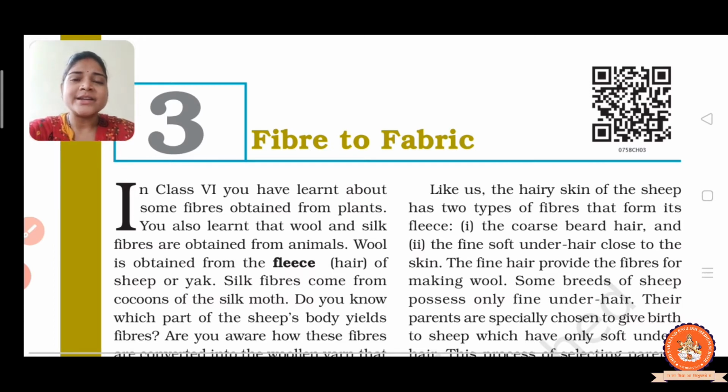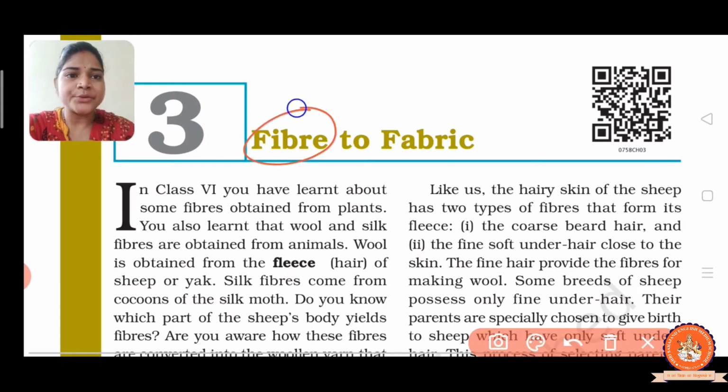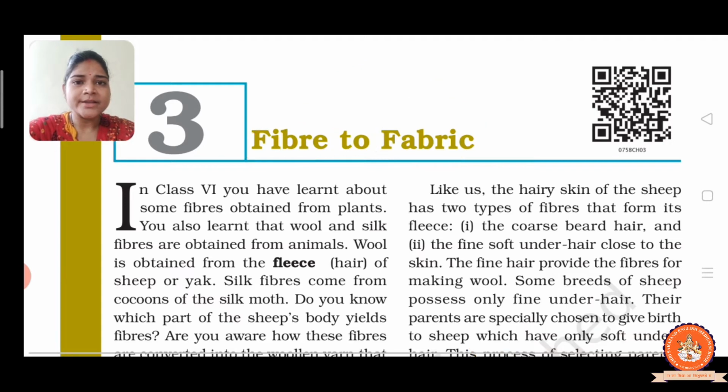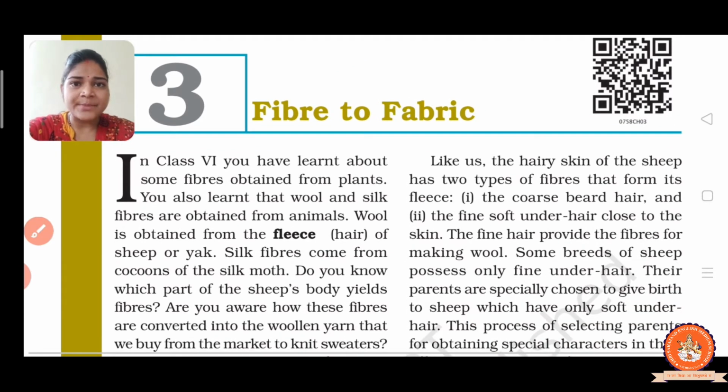So students, today we are going to discuss chapter 3 from class 7, that is Fiber to Fabric. In this chapter we will discuss the process of fiber to fabric, right? Before starting the chapter, let us discuss some facts about silk fabric. So how do we get the silk fabric?